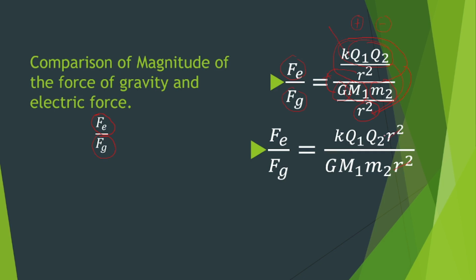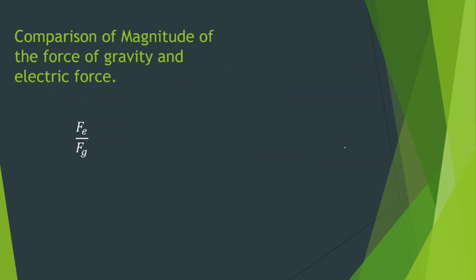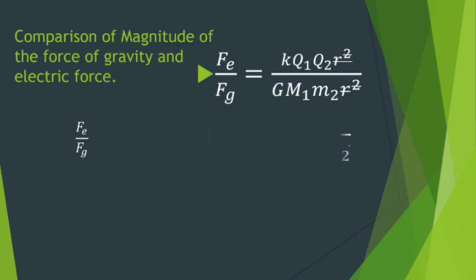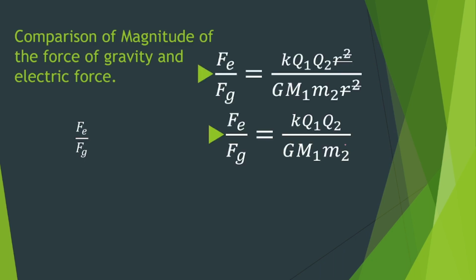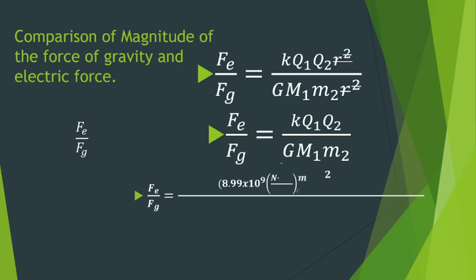because they are the same term or similar term, and r squared divided by r squared is just equal to 1. Alright, so let's proceed and substitute the value. But first, let us see the simplified equation. Fe all over Fg will look like this. And then from here on, we are going to substitute.